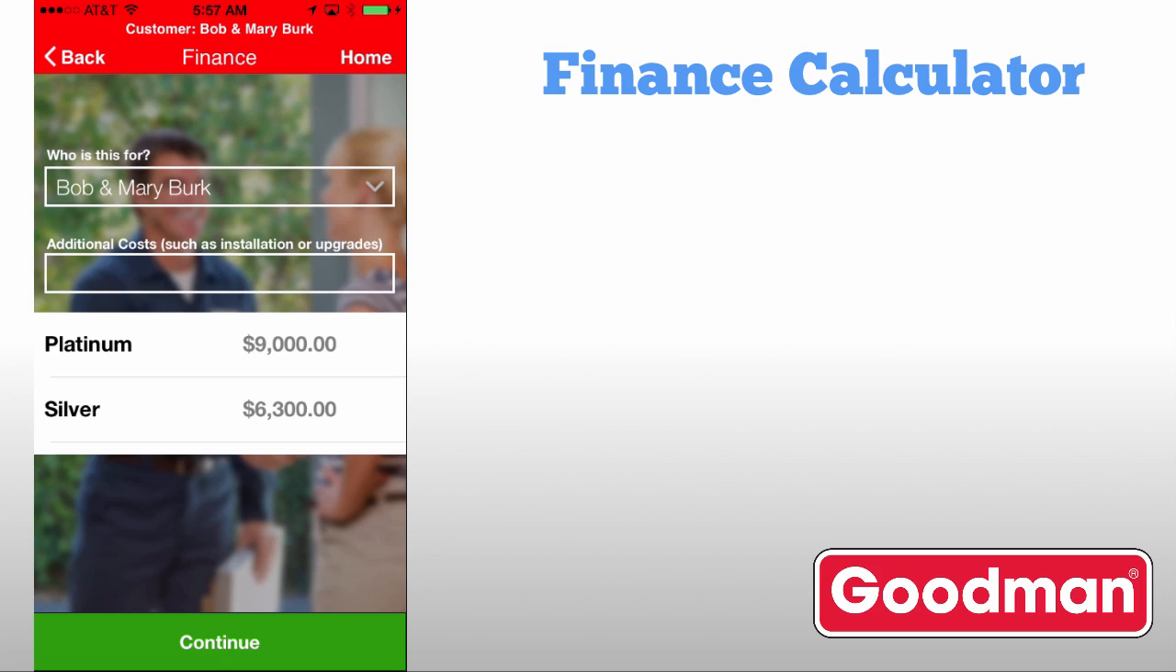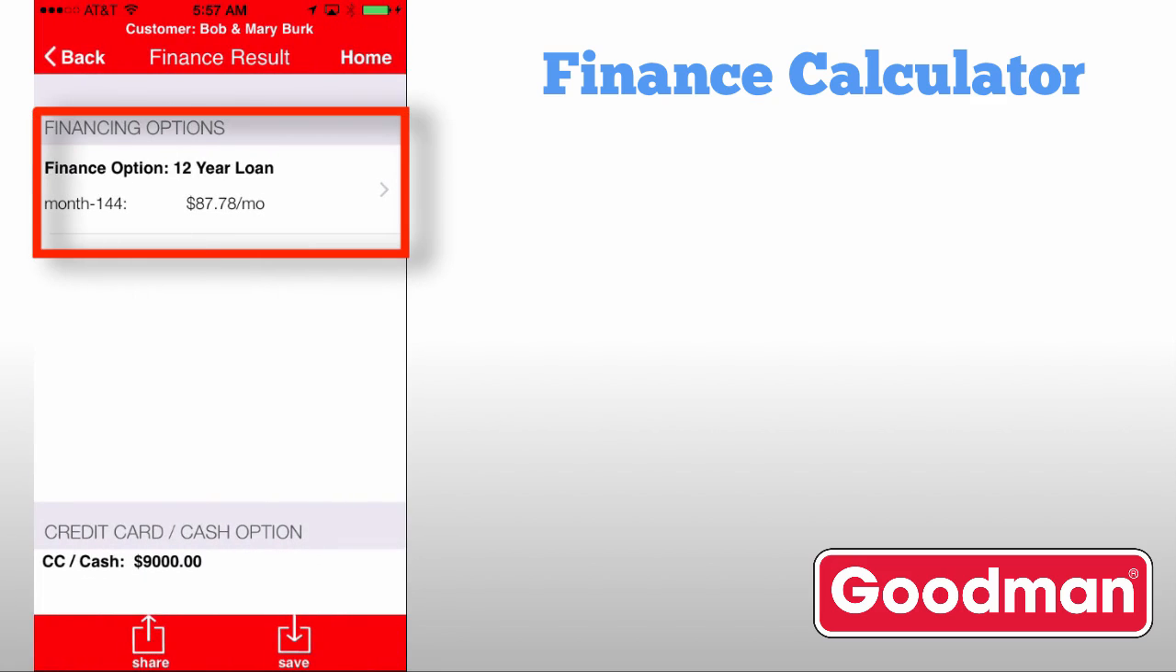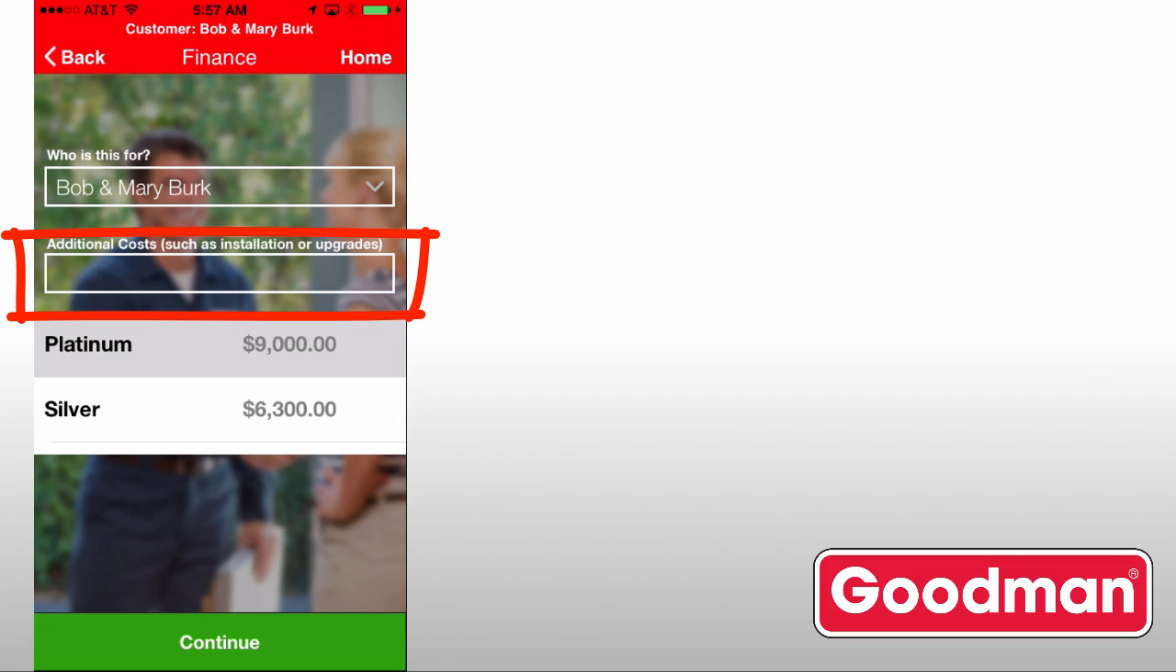So for financing, what you can do is say they chose, for instance, the platinum version. So we're going to click on platinum and click on continue. And then you can see all of your finance options in here. You can see that there's $9,000. In fact, let's go back real quick because there's this box right here that shows any additional costs.